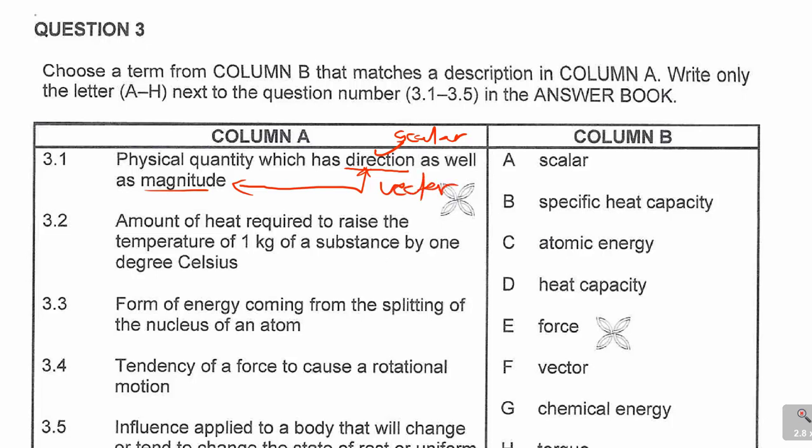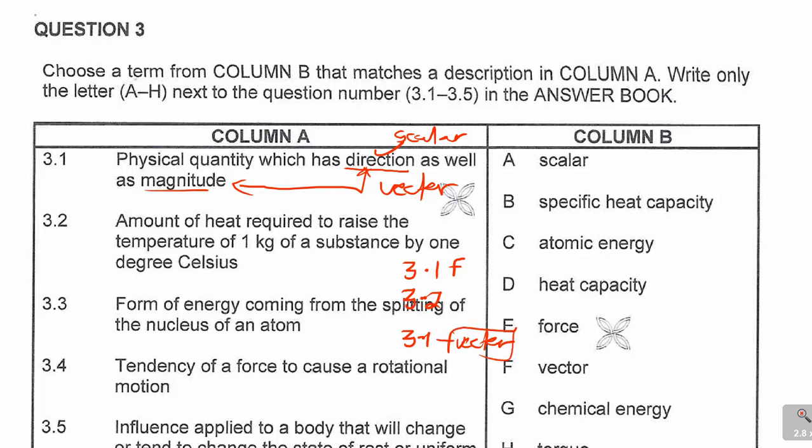So now, how do you write that? You say in your answer book 3.1, and then you just write the answer. You can put a dash to say it's a vector, it's F. Or you can just say 3.1 like this. In question 3.1 it's F, then there is 3.2. So that's how you choose the answer. Be careful: don't write 3.1 and then say vector. You're just writing the actual answer letter.